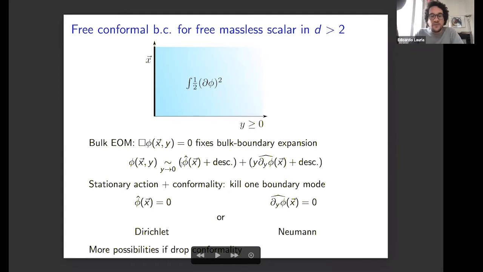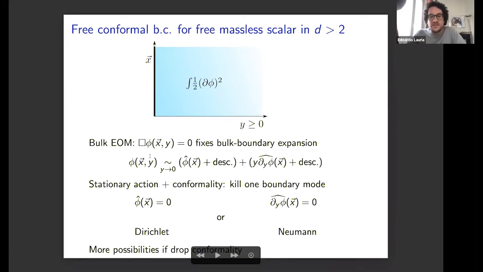You can have an operator that here is called phi hat. So it's a boundary operator with the same scaling dimension as phi. So phi has dimension d/2 minus 1, the dimension of a free scalar in d dimensions. The other boundary mode is the normal derivative of phi evaluated at the boundary. So there are only these two possibilities that are compatible with the symmetry and with the bulk equation of motion.